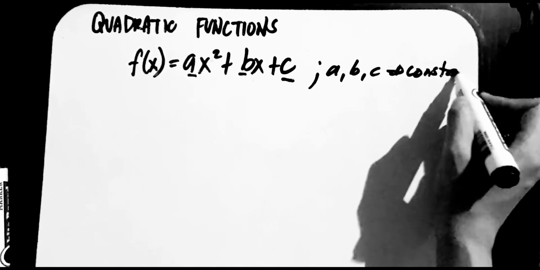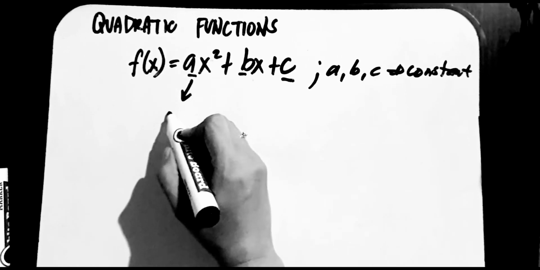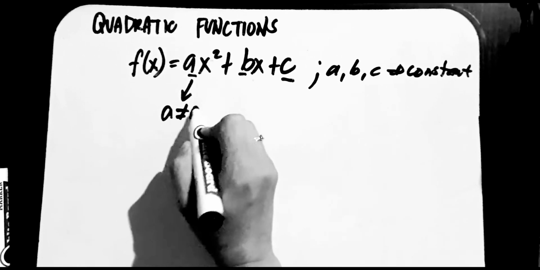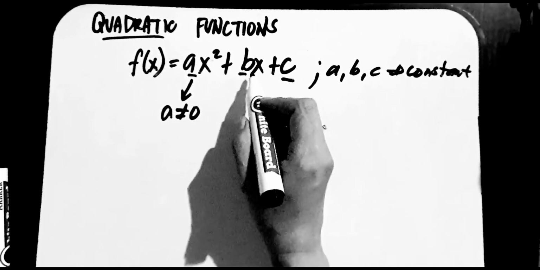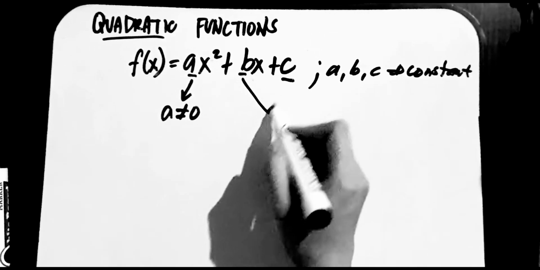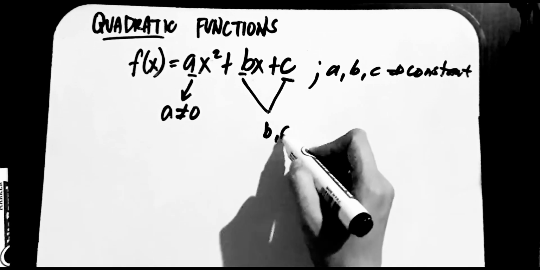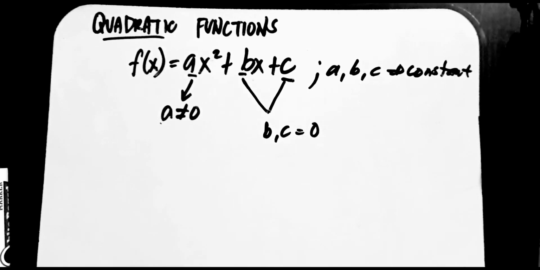Okay? Pero, etong a should not be equal to 0. Should not be equal to 0 para maging quadratic function siya. Kasi kung magzi-0 yan at makikita lang si x, that is linear. Pero dito, pwedeng maging 0 si b and c as long as etong a natin should not be equal to 0. So, paano ba nagkakaroon ng quadratic equation or quadratic functions?